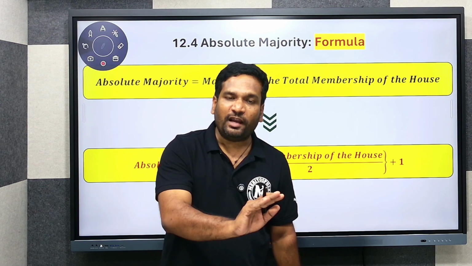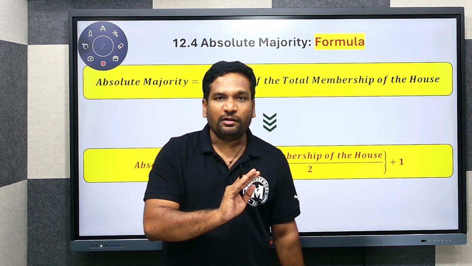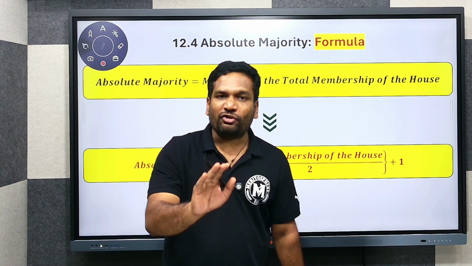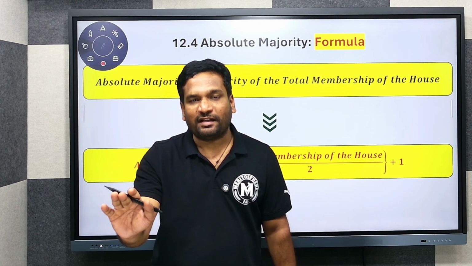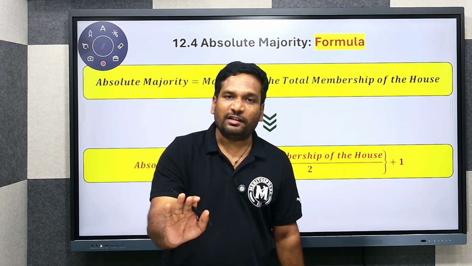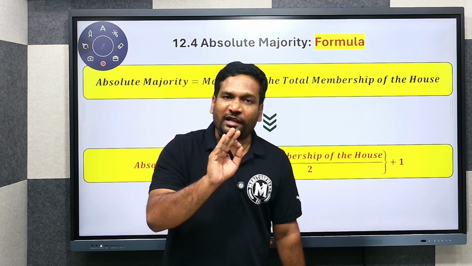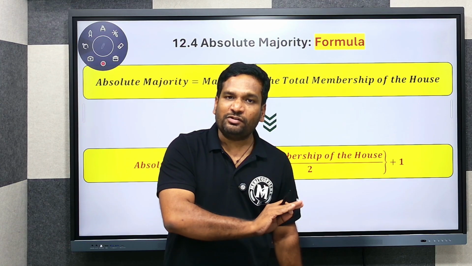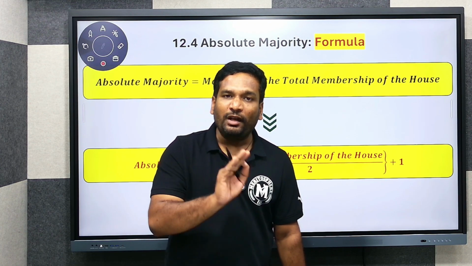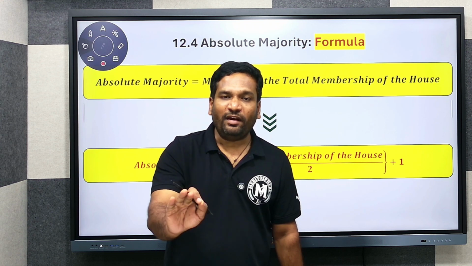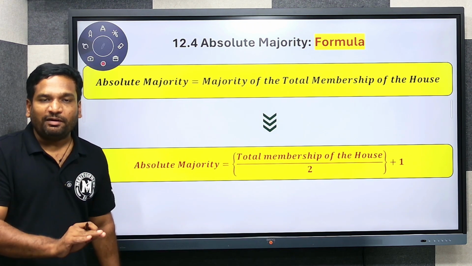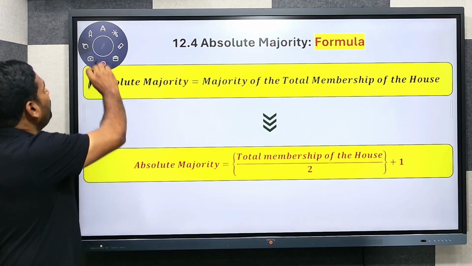Whereas the effective majority and the simple majority are going to change based on the vacancies. The effective majority may change based on the absentees, abstainers and the vacancies. The simple majority will change, but the absolute majority will not change. That is a fixed value because there is nothing to deduct from the total membership of the house, and the total membership of the house is itself a fixed value. So the absolute majority in the Lok Sabha and the absolute majority in the Rajya Sabha are fixed values. Now we are going to find them.